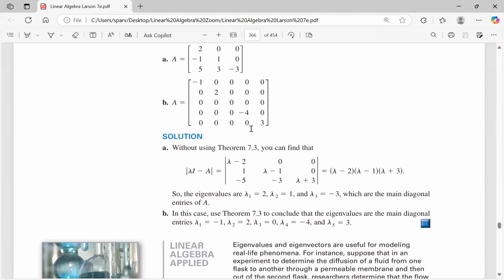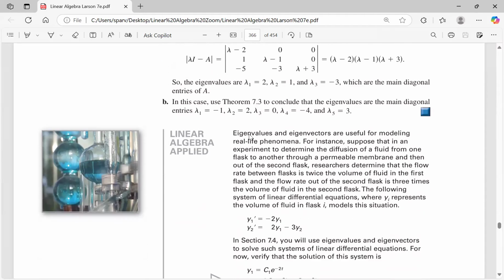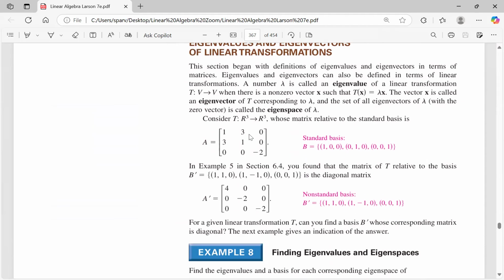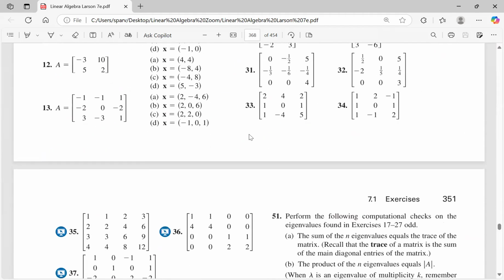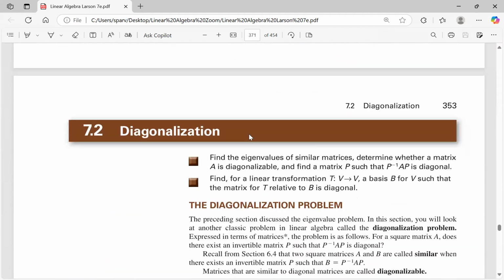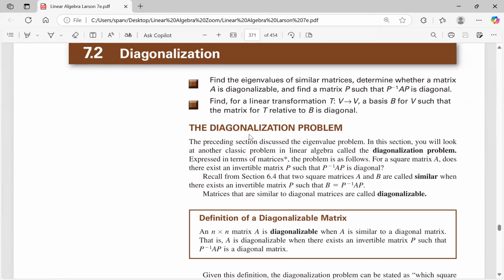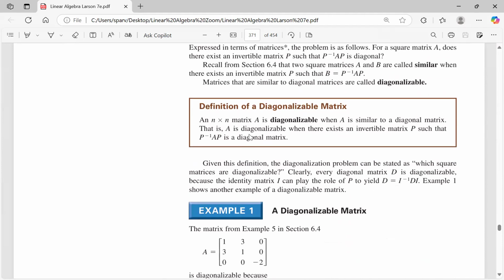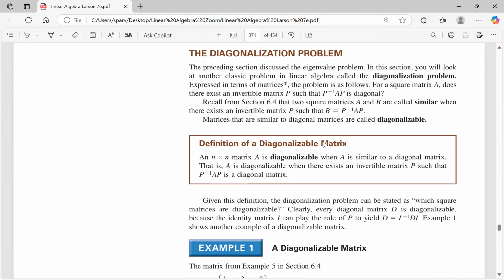So something that we will do in section 2 is called diagonalization, where you turn these into diagonal matrices. That is primarily why we're going into the next section, to diagonalize these matrices. Let's go to section 7.2, diagonalization. To diagonalize a matrix means, here's a definition, that you can write it as a matrix in this form.